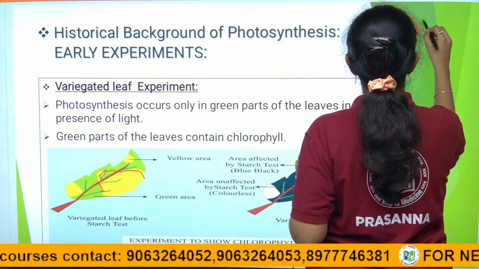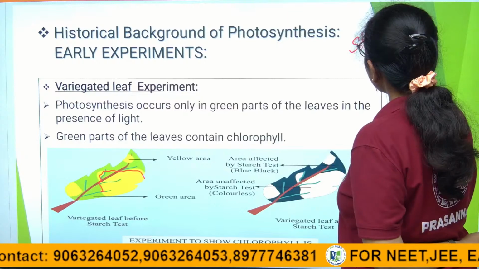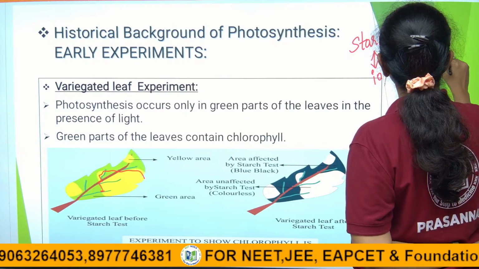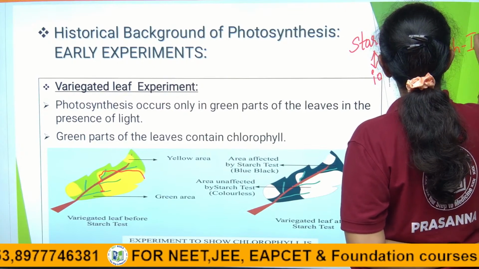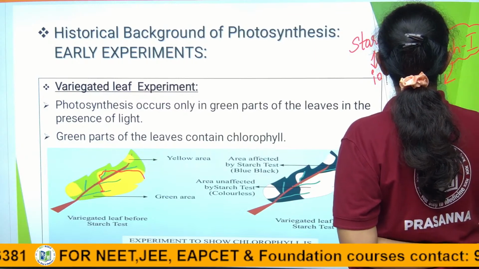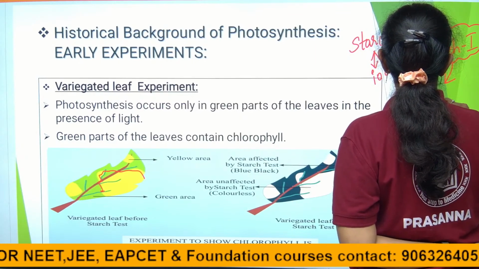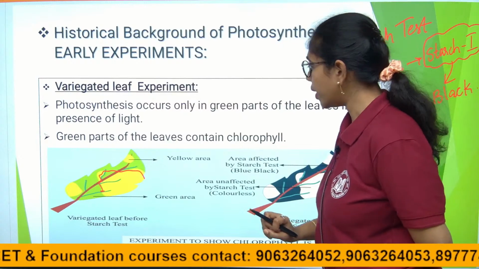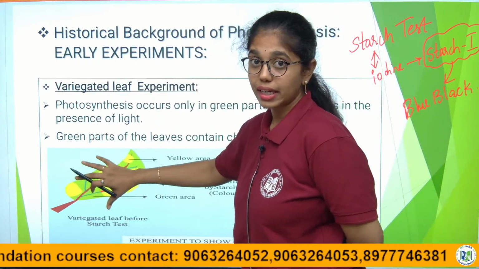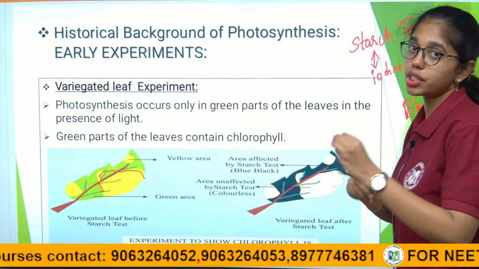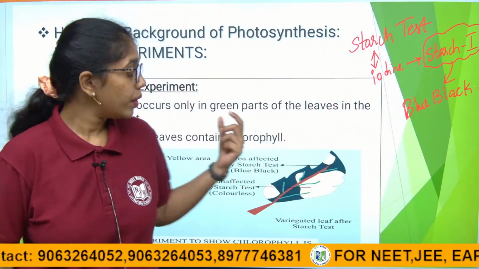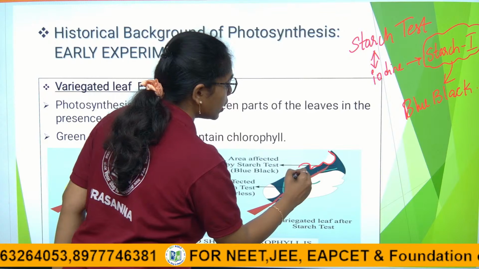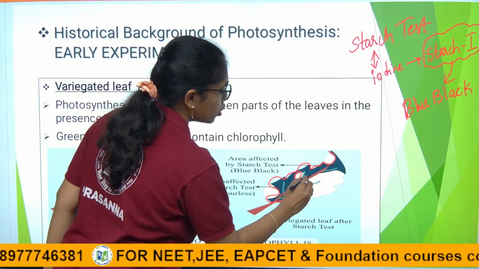Starch test, wherein starch reacting with iodine will form a starch iodine complex, giving out blue black color. If you look here, when the variegated leaf is conducted with the starch test, starch interacting with iodine will give blue black color. When the variegated leaf is conducted with that experiment, only the green part of the leaf has turned blue black in color.